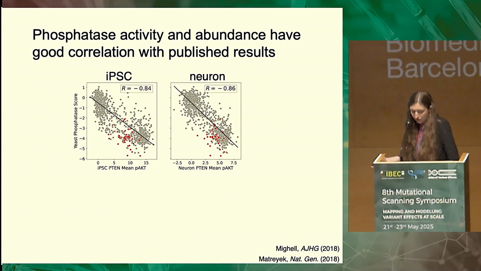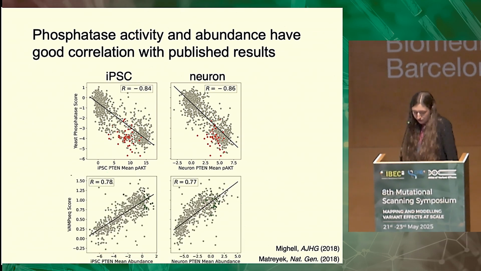So one obvious question was, how does this correlate with previous results? Actually, Taylor Miguel collected some of this data. Fortunately, it did look like a pretty good correlation for the phosphatase score. And then the abundance data also showed a good correlation. So that was encouraging that our data was matching decently with previously acquired data.